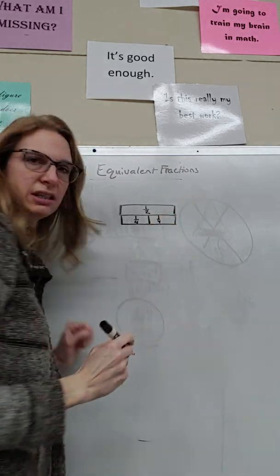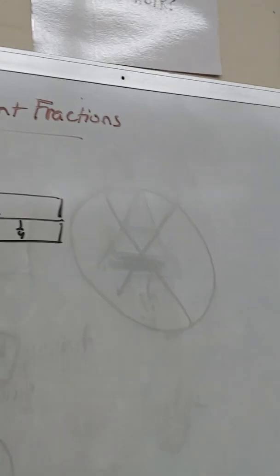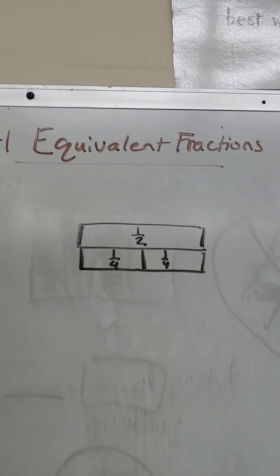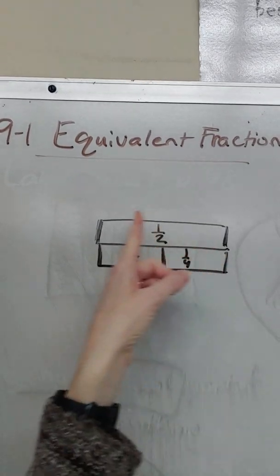perfectly, and that might be really small for you to see. Let me get you closer. I'm not very spatial. Okay, here we go. You can see down here, I have a 1/4 and a 1/4, and they line up perfectly equally with 1/2.